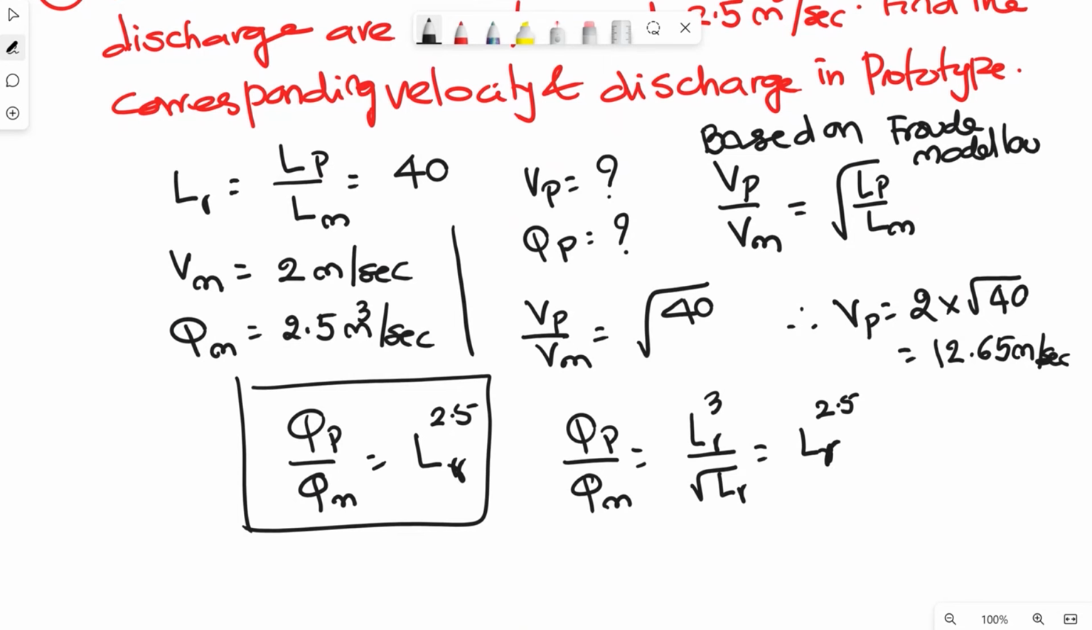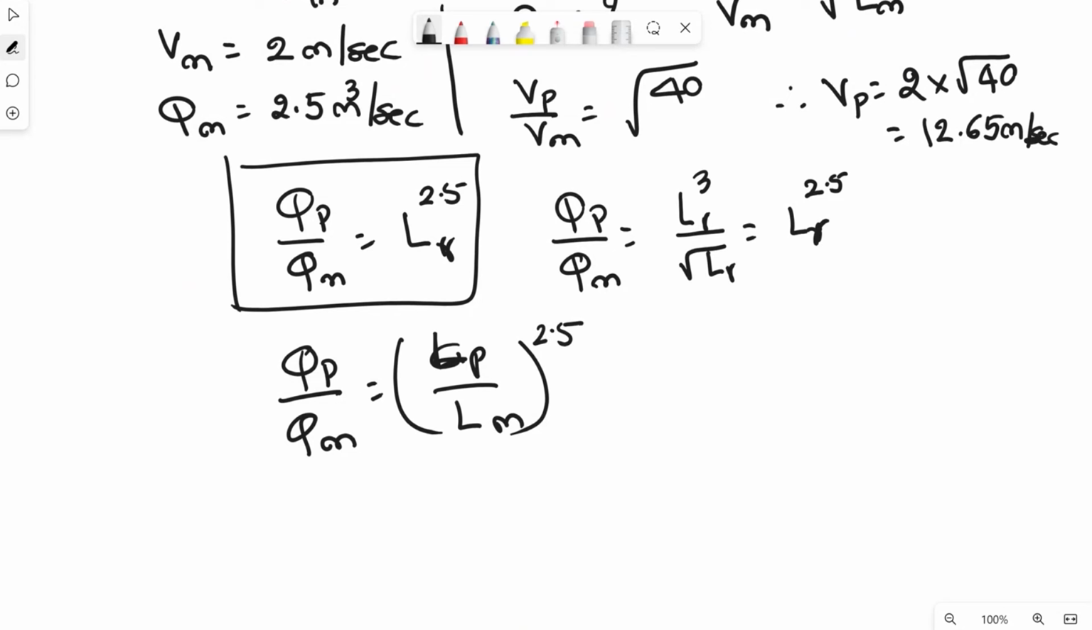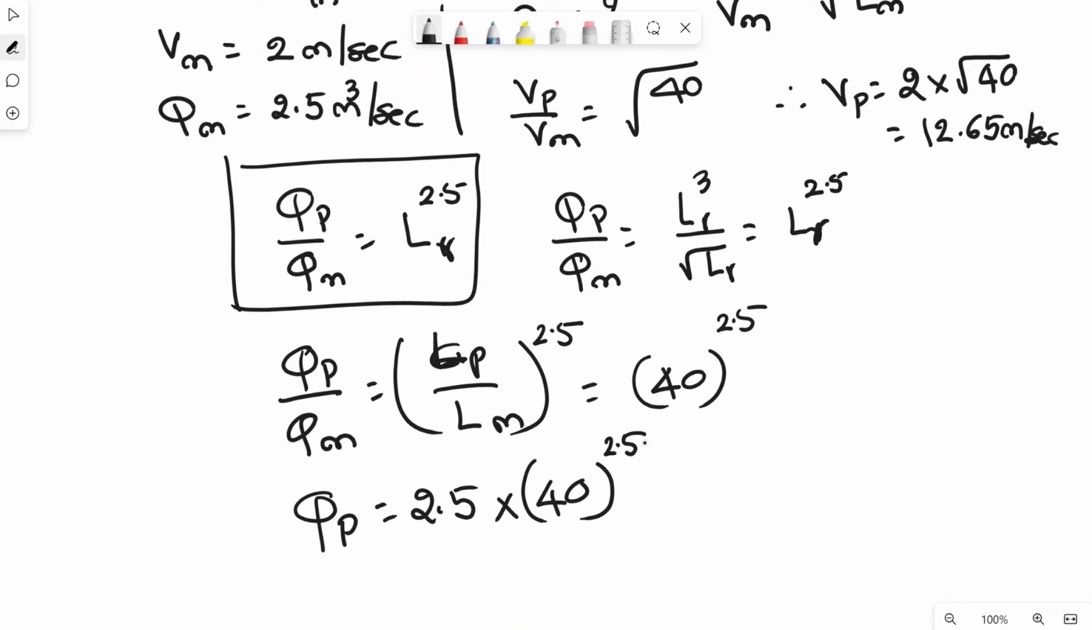So I put QP by QM is equal to, what is LR actually? It is LP by LM whole to the power of 2.5, right? What he has given already, this is 40 to the power of 2.5, and QM is 2.5. So QP is 2.5 into 40 to the power of 2.5, which will be equal to 25298.2 meter cube per second. So this is one problem.